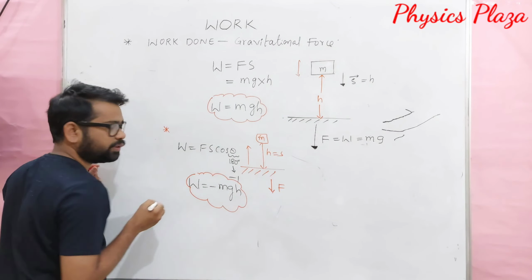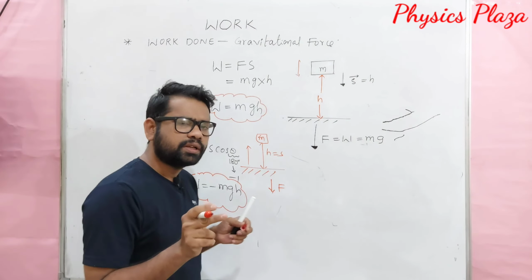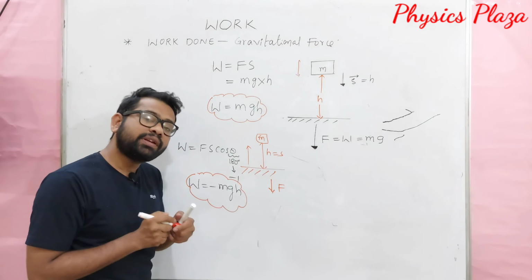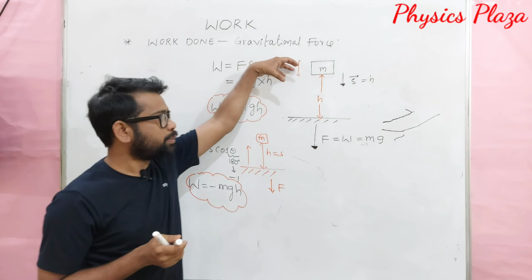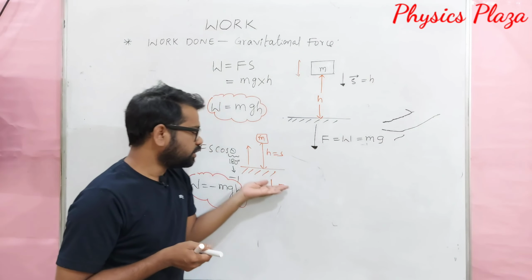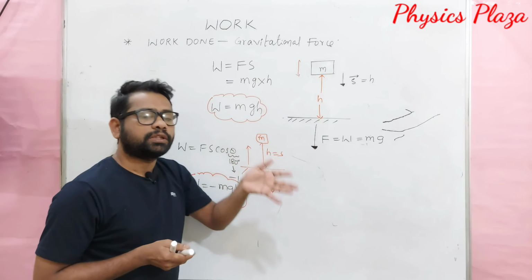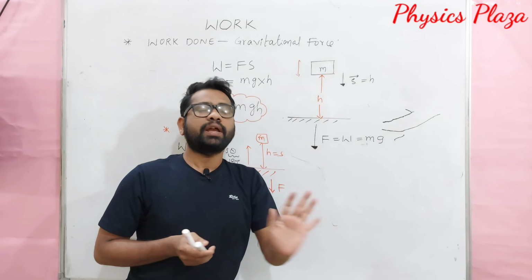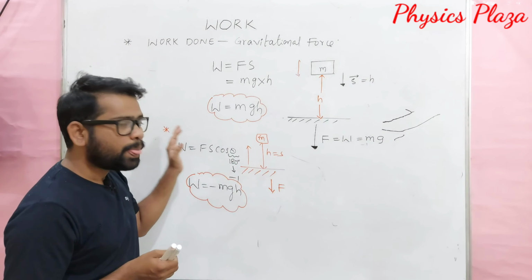For a given height and a given mass, the work done is the same. But the difference is that when the body is coming vertically downward, the work done is positive, whereas when the body is thrown vertically upwards, the work done by the force of gravity is taken as negative. So this is how we can calculate it.